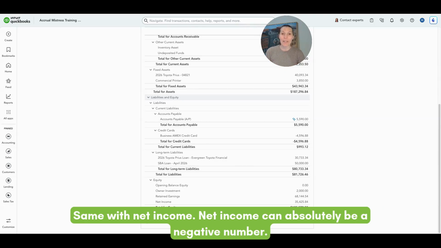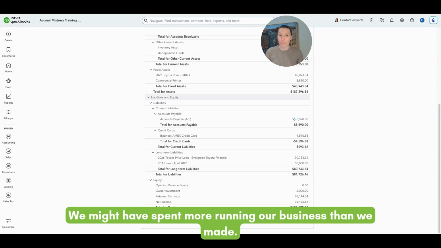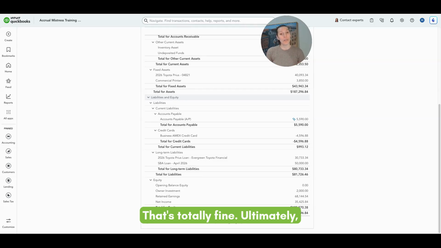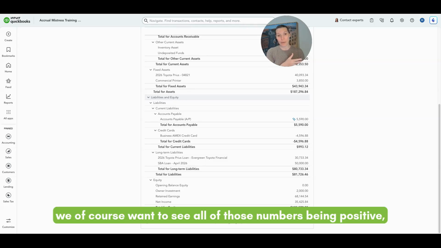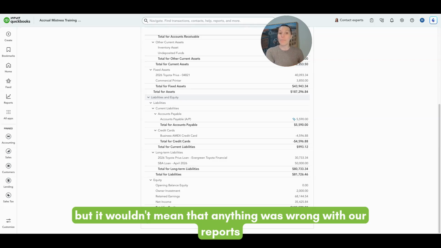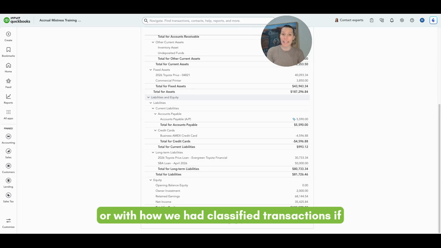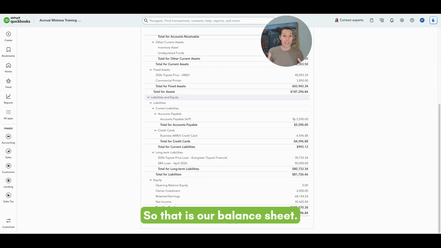Same with net income. Net income can absolutely be a negative number. We might have spent more running our business than we made. That's totally fine. Ultimately, we of course want to see all of those numbers being positive, but it wouldn't mean that anything was wrong with our reports or with how we had classified transactions if these particular accounts were to be in the negative. So that is our balance sheet.